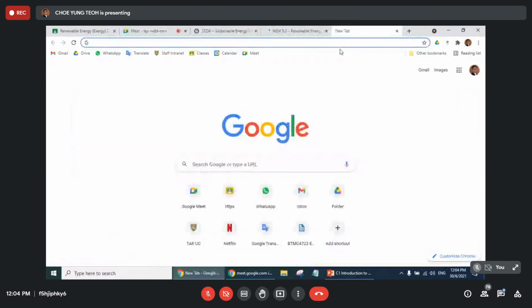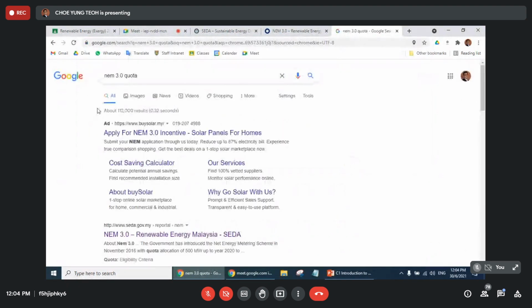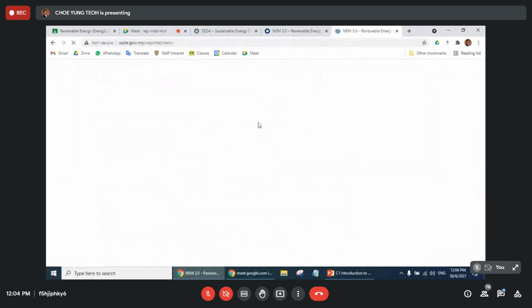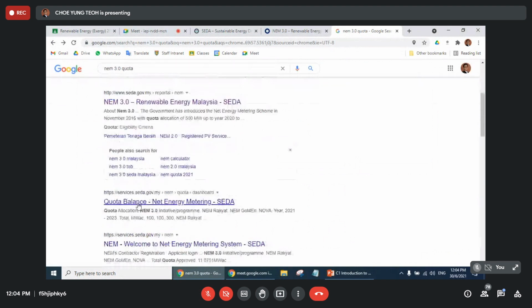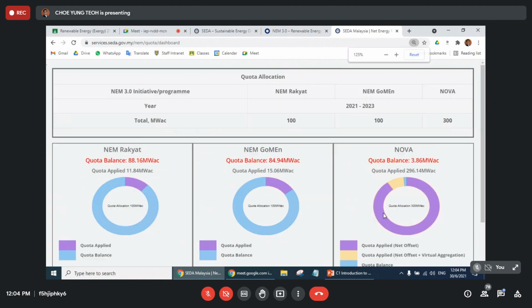NEM 3.0 quota. Yeah, I see the quota balance. You can check this. Yeah, this one is very nice. So you can see that it divides into three categories: rakyat, government, and commercial. And if we look at commercial, it starts from 1st February.